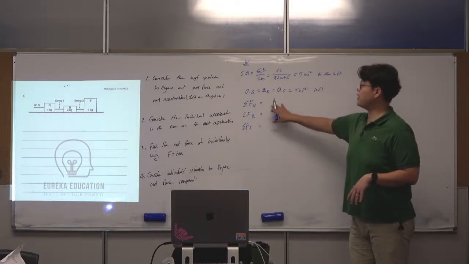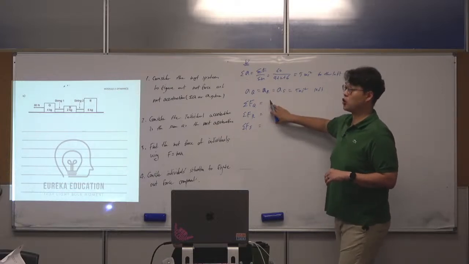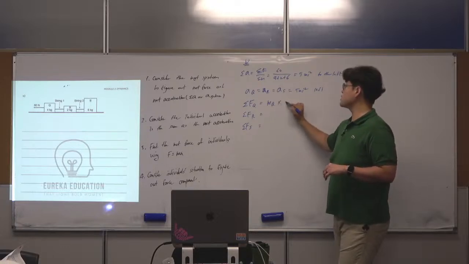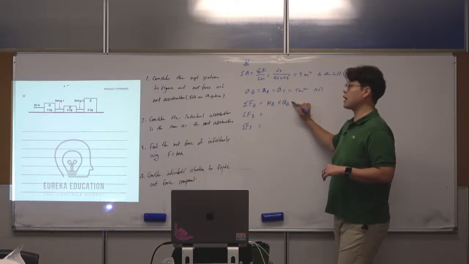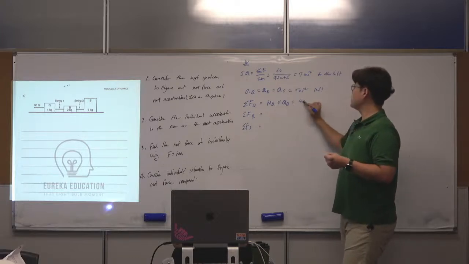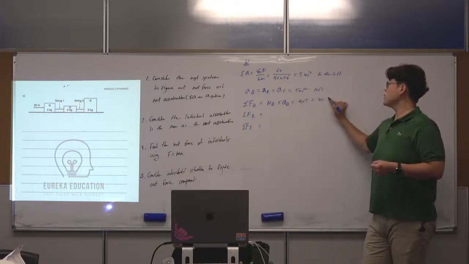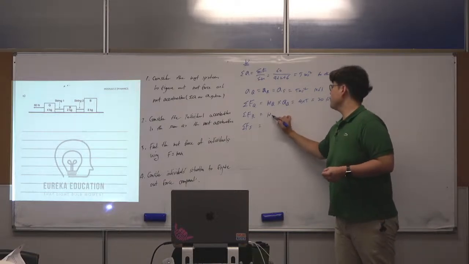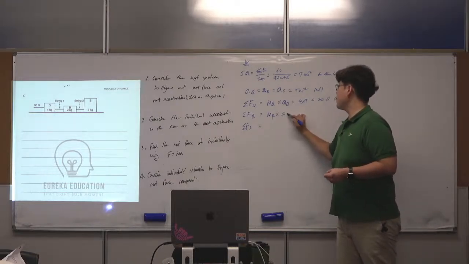The way we can find that, how do you find the FQ? 4 times, yeah, so mass of Q times acceleration of Q. Make sure you show the relevant working out in here. 4 times 5, giving you what? 20 newtons to the left. Same method, mass of R times acceleration of R.